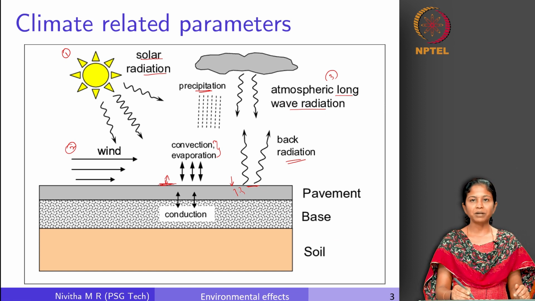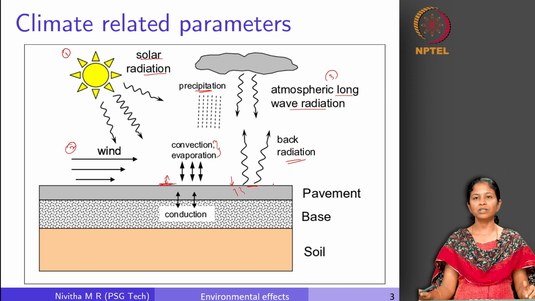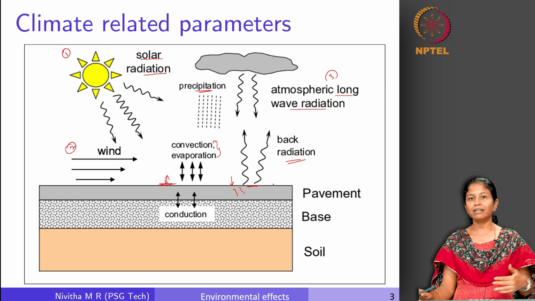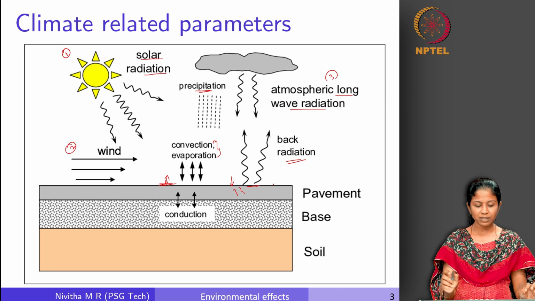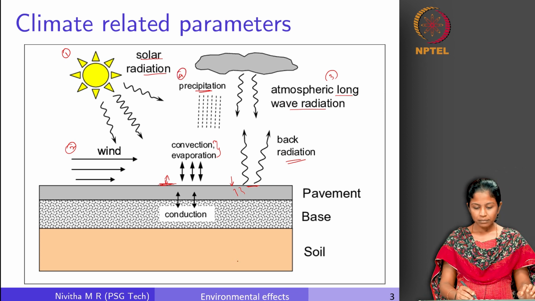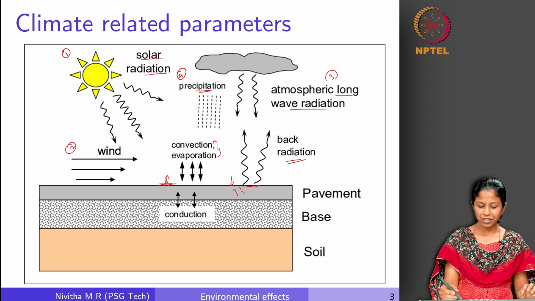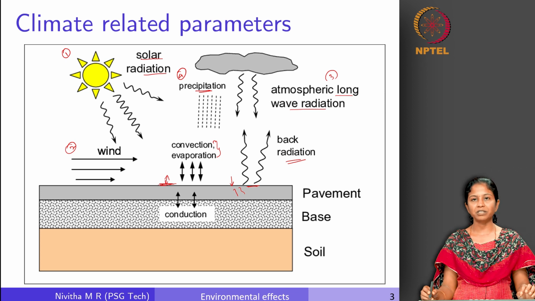Because of this precipitation, water is going to fall on the pavement and rain on the sides. We will see shortly how this moisture is going to enter into this pavement system, right. So, let me call this the fourth parameter. One is solar radiation, wind speed, atmospheric long wave radiation and back radiation put together, and one more is precipitation. There are also other parameters.